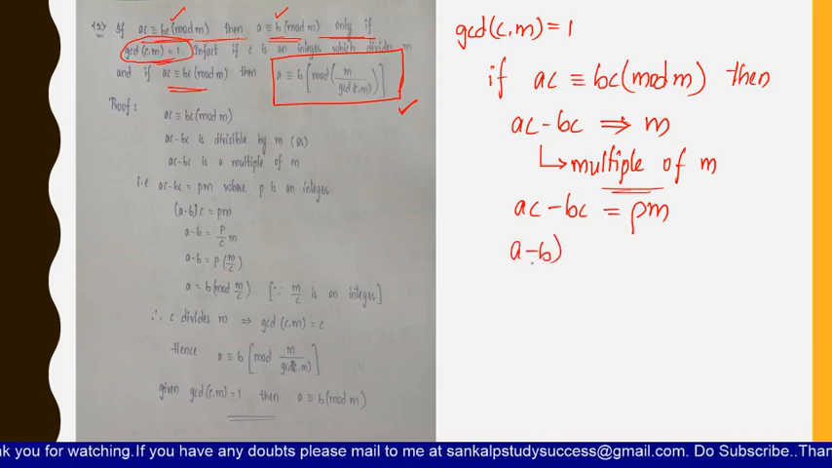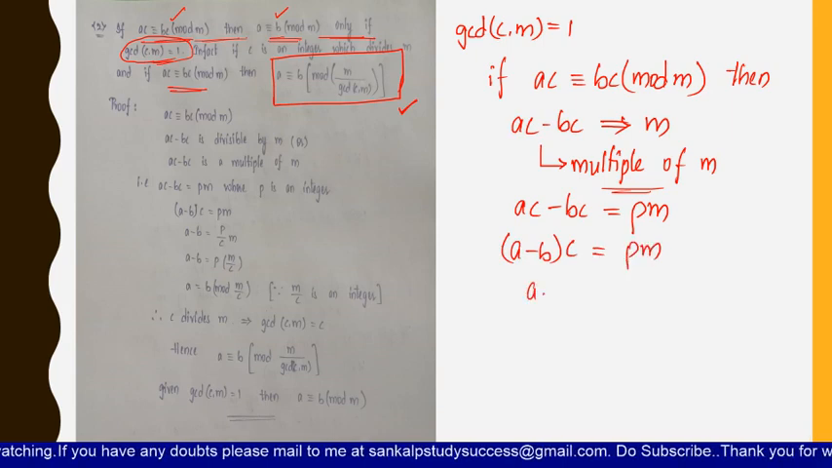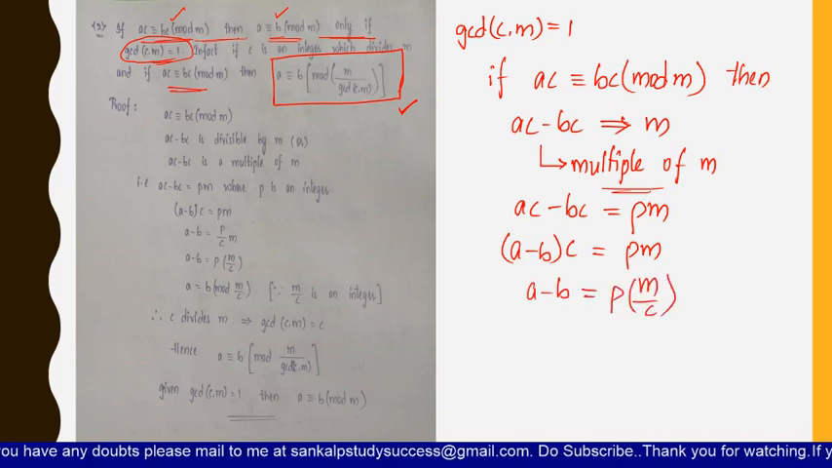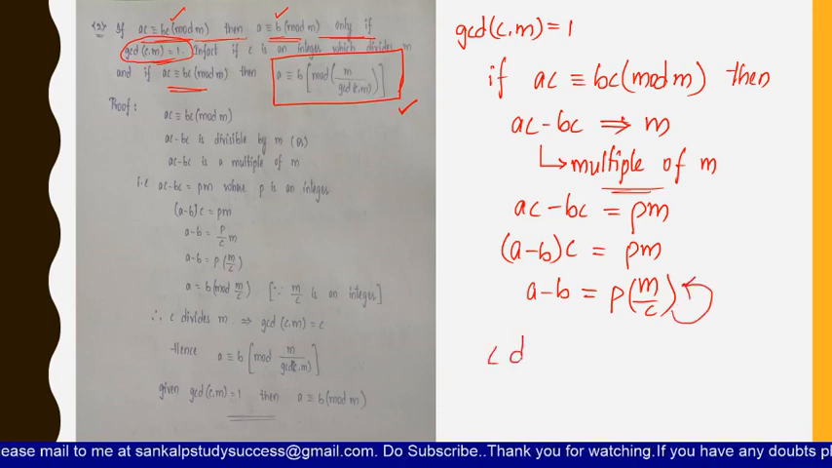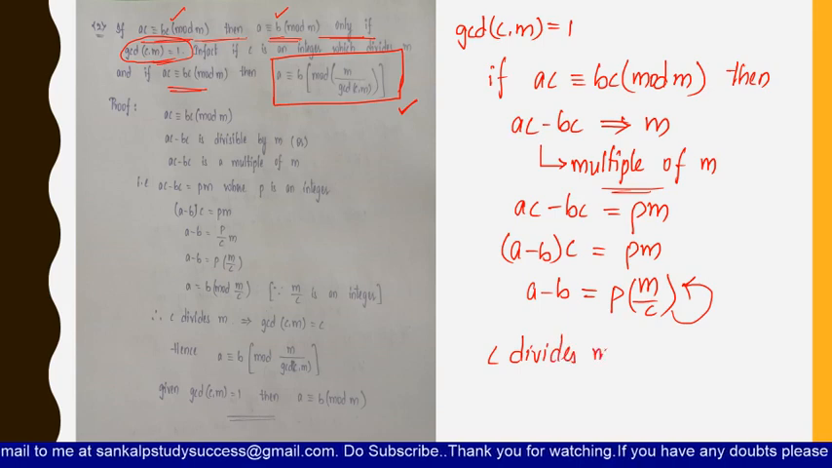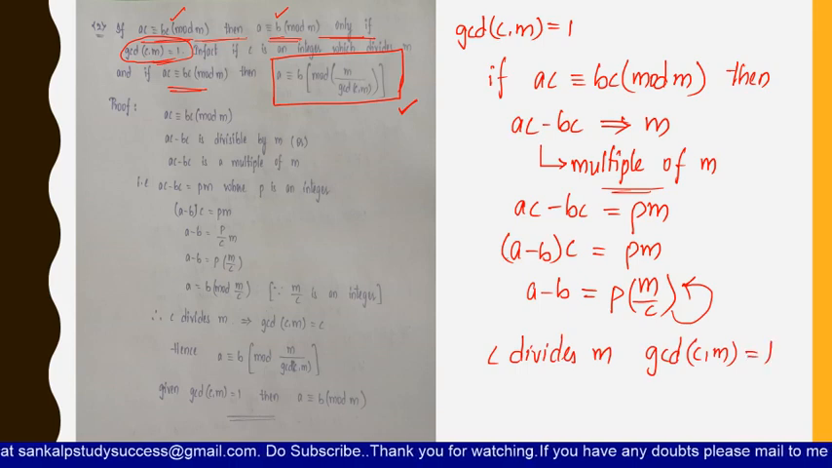So here if you take C common, A minus B of C is equal to PM. Now taking C to the RHS, you will get P of M by C. That means A minus B is divisible by M by C, correct? And also you can say that C divides M. So if C divides M, then GCD of C comma M will become 1, right? Which is already given in the question here. GCD of C comma M is equal to 1. If that is GCD of C comma M is equal to 1, we have proved it here.